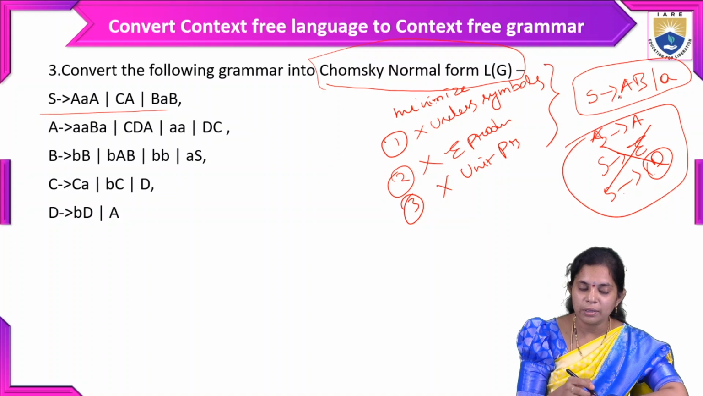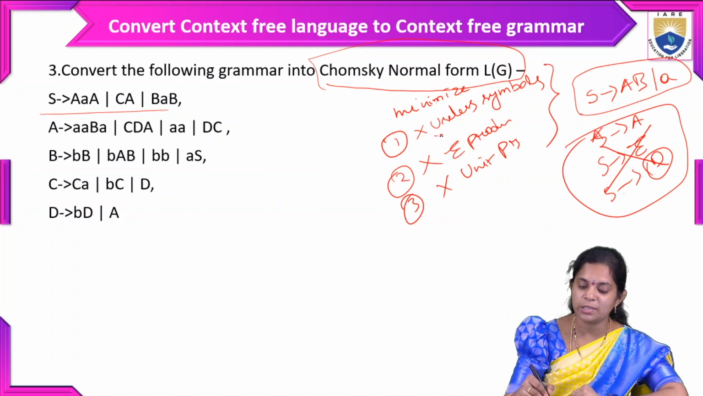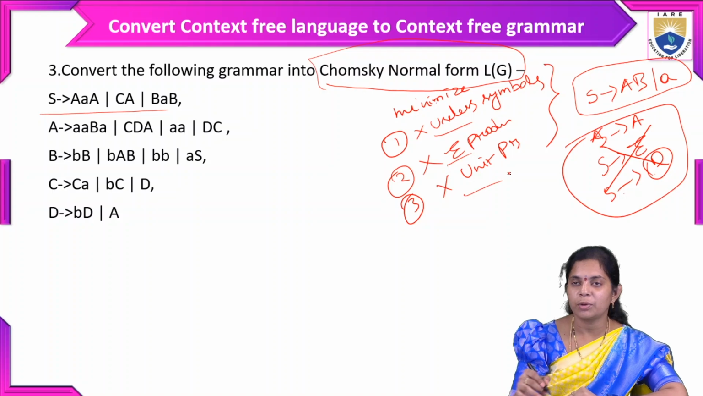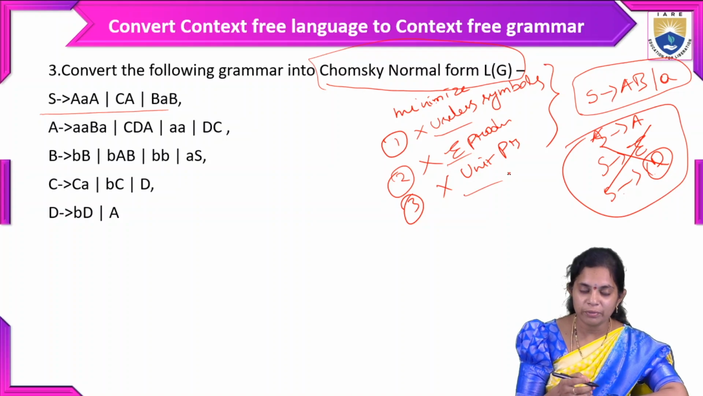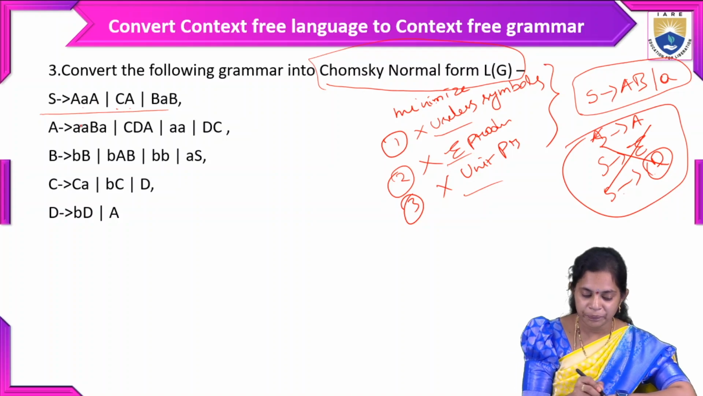To minimize the grammar, we have three steps: useless symbol removal, epsilon production removal, and unit production removal. Here we need to check whether useless symbols are there or not. So see, small a, capital E.